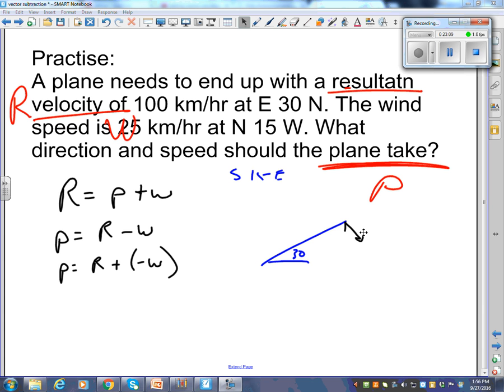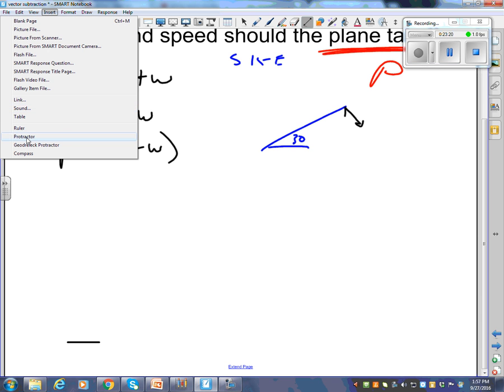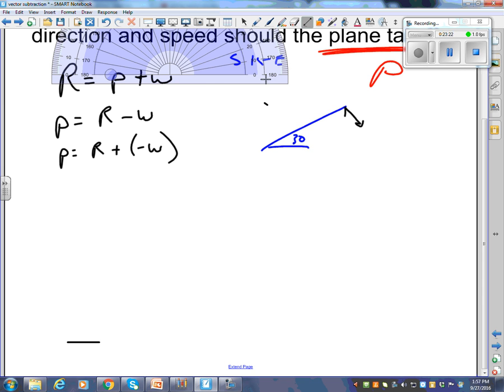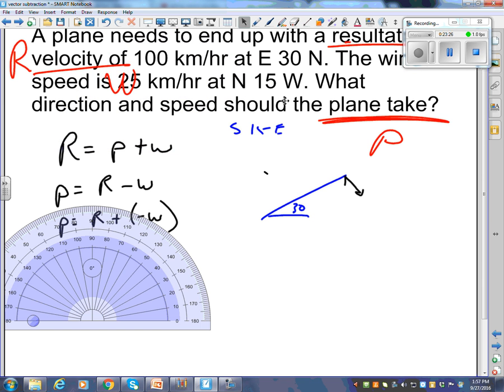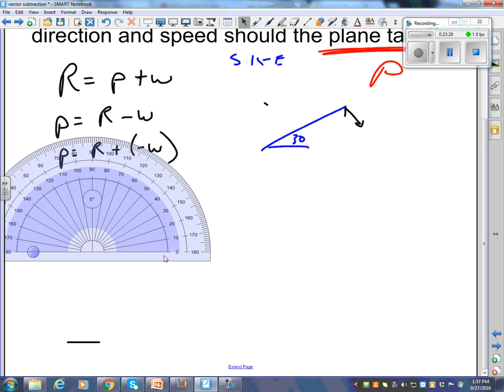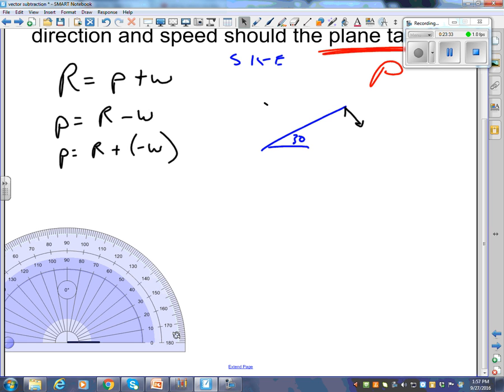Now I do it with a ruler and a protractor, right? Okay, so watch carefully here. I'm going to draw my line that shows east. I'm going to get in my protractor, and I'm going to get one that is 30 degrees. Okay. So 30 like that.